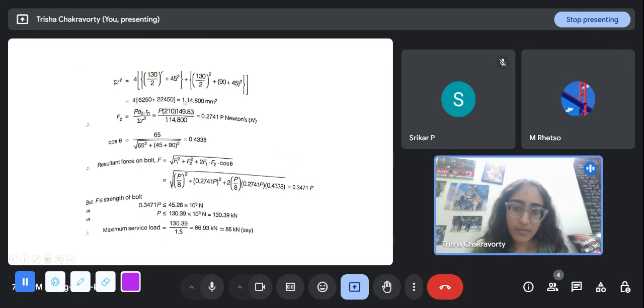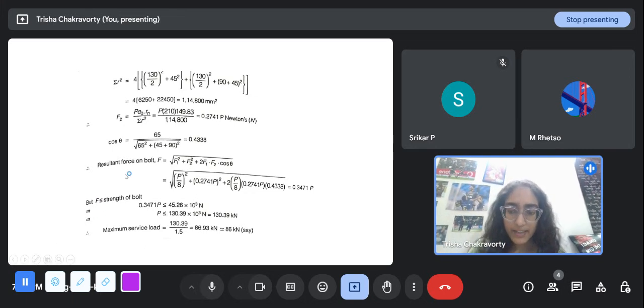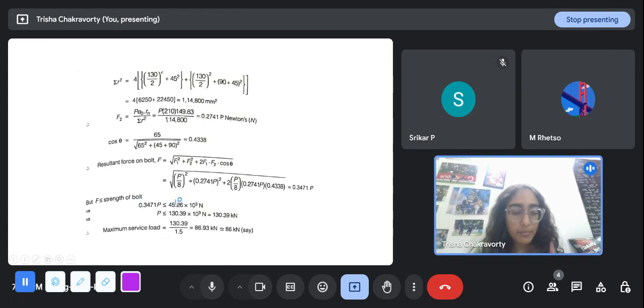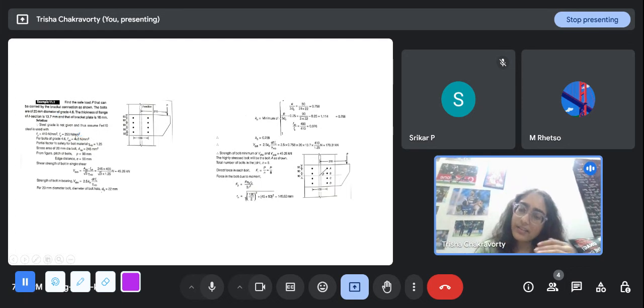0.3471 P. This is in terms of P, because F2 and F1 will both be in terms of P, because we have just taken it as an algebraic value. But F has to be less than or equal to the strength of the bolt. The strength of the bolt, and be very careful about the units here. We generally work with Newton and millimeter square. Newton per millimeter square is megapascal, that is 10 to the power 6 Newton per meter square.